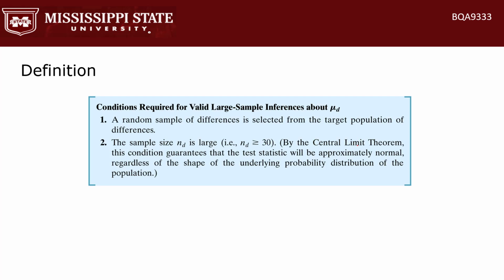Okay, so we'll talk a little bit about the conditions. So again, we're doing the equivalent of a single sample test. So this is exactly the same conditions as a single sample test. So for a Z test, we're basically taking a random sample from the population of differences. And my ND needs to be large for the central limit theorem to kick in. And we assume that the sampling distribution is approximately normal.